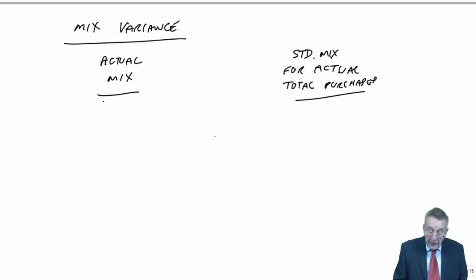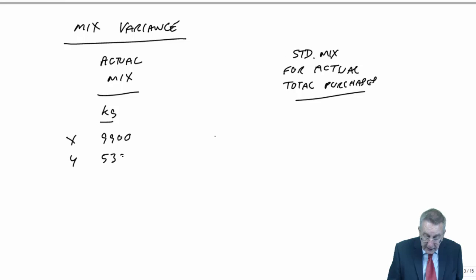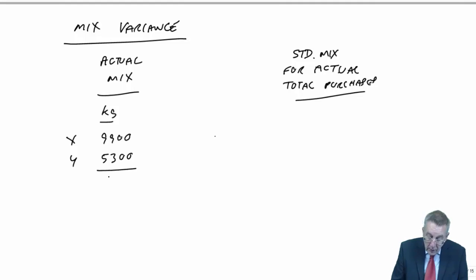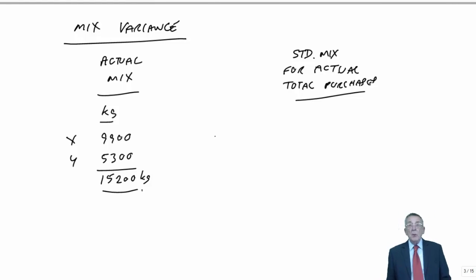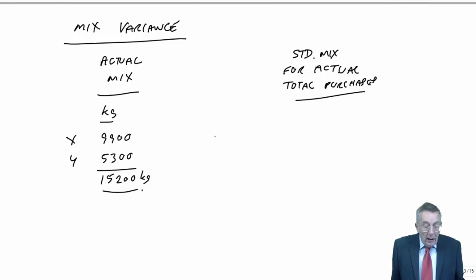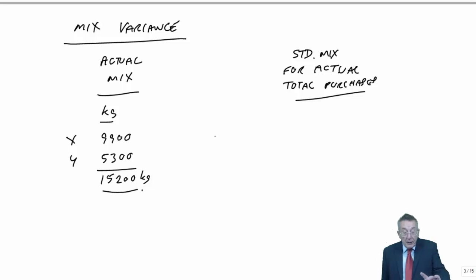What did we actually buy? X, we bought 9,900 kilos. Y, we bought 5,300. And so in total, we bought 15,200 kilos. That's what we actually bought in total. So we bought 15,200, and that's how we mixed between X and Y.